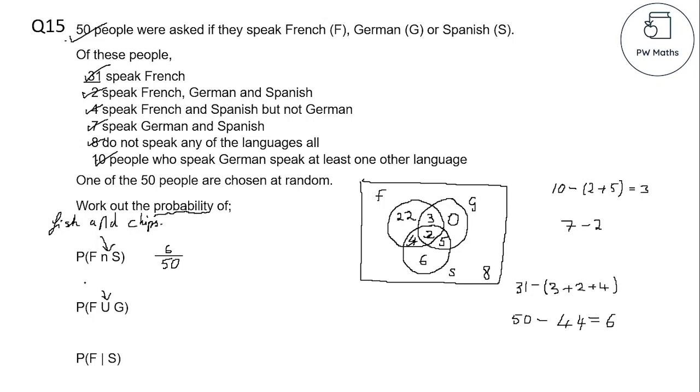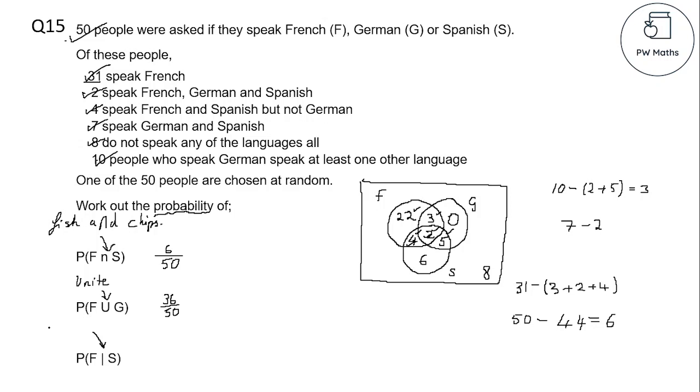French union German. I always think the posh name of this is union, but I think of unite. Let's unite the people who speak French with the people who speak German. They work. The 4, the 2, the 3 work. The 5 works. Nothing else works. They've got to speak French or German. 22, add the 3, add the 4, add the 2, add the 5. And I think we get to 36 out of 50. I could have done that a quicker way. I could have said, well, the 6 add 8 is 14 who don't speak French and German, so 50 minus 14.